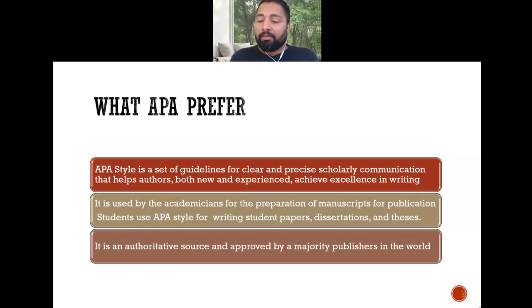Manuscript means maybe a dissertation, maybe a thesis, maybe a project by the students. So the APA has different guidelines for the students and the academic professional manuscript. Students are slightly different. If you go to the APA edition, you will get the difference for the students' work and scholarly work. And it is an authoritative source, and it is approved by the majority of publishers in the world.